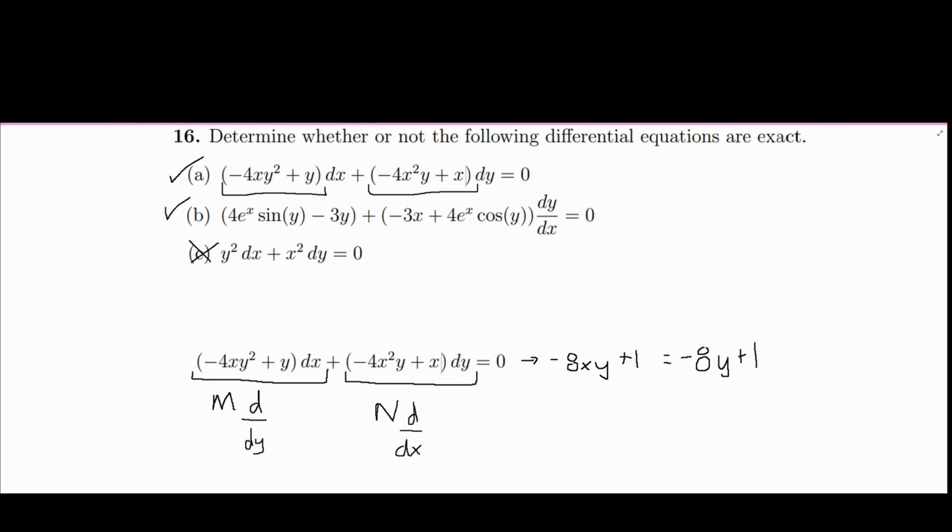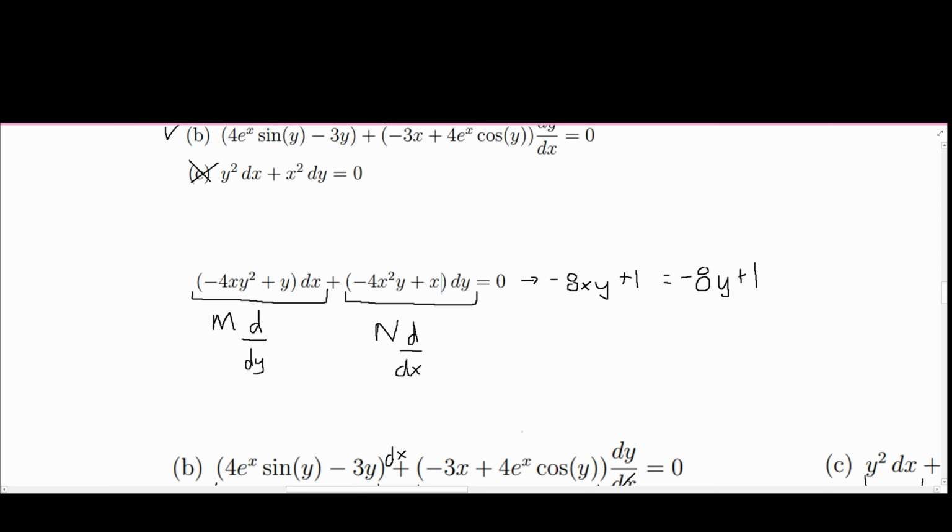You can remember this by the fact that whatever symbol is up here, it needs to be taken with respect to the opposite. So for the first one, whatever's in front of dx is labeled M, whatever's in front of dy is labeled N, and they are taken with respect to y and x accordingly. We get that they do equal each other after we take the derivative, therefore it is an exact solution.